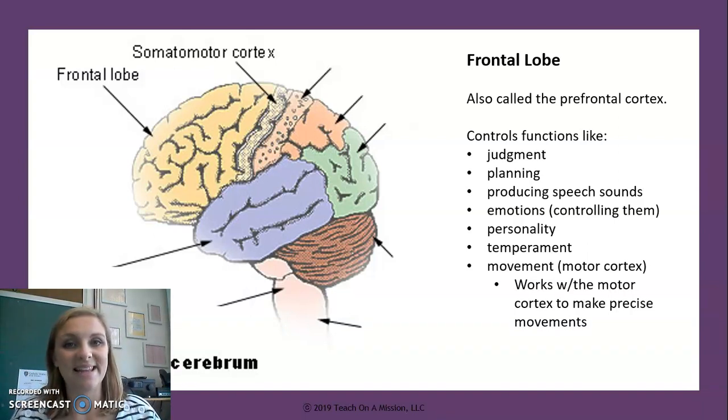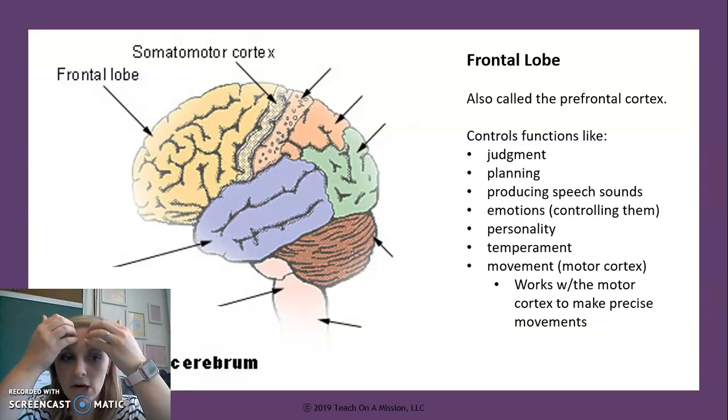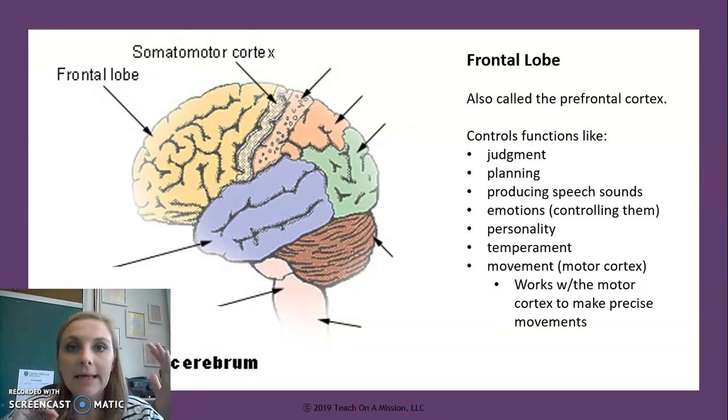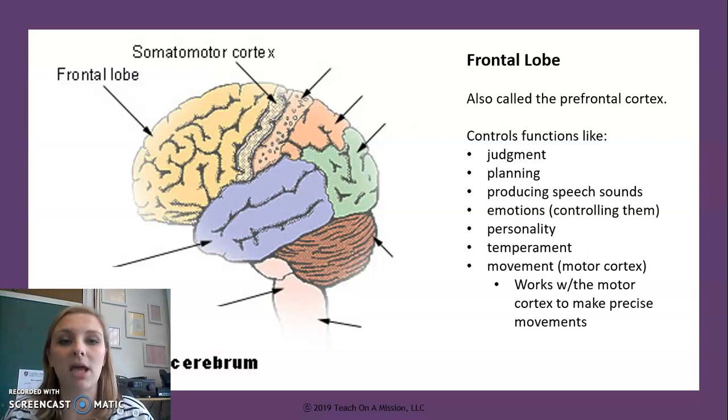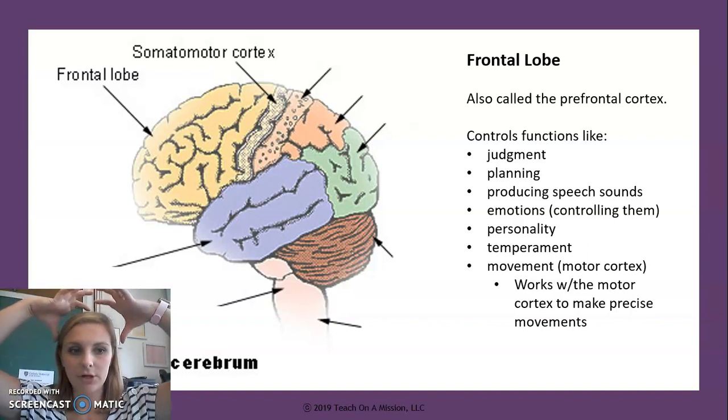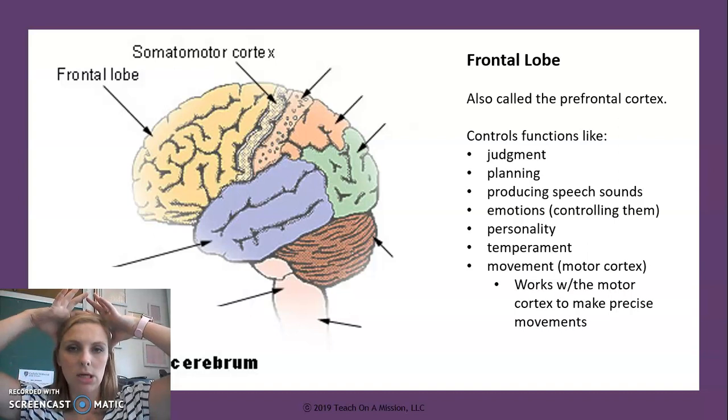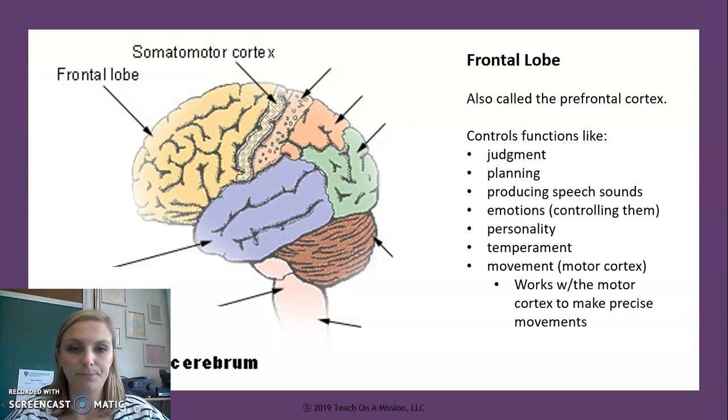It determines our personality. A lot of our personality is housed in that very front section of our brain. Again, your personality is still developing. Your temperament, so how calm or how agitated you are all of the time. And then it also works with the motor cortex or the somatomotor cortex to make precise movements. The somatomotor cortex is behind the frontal lobe, so think of wearing a headband on your head. That's where the motor cortex is. We're going to talk about it a little bit more in just a few slides.